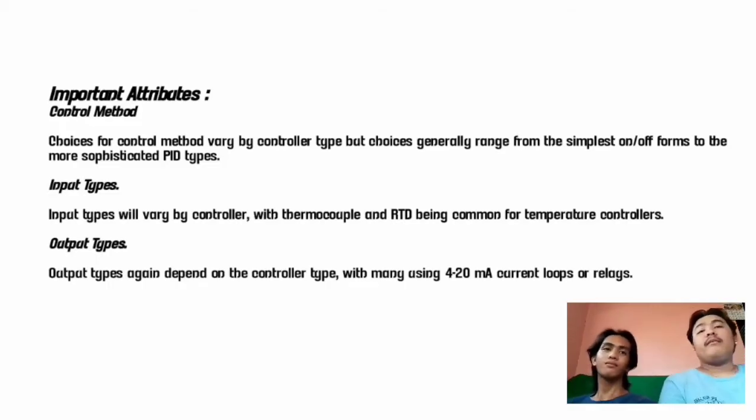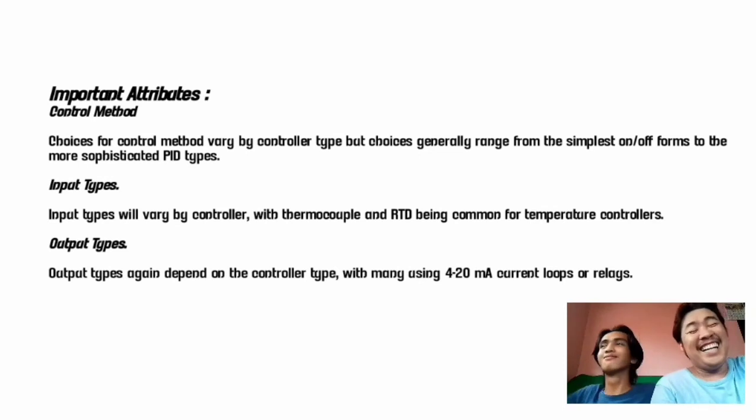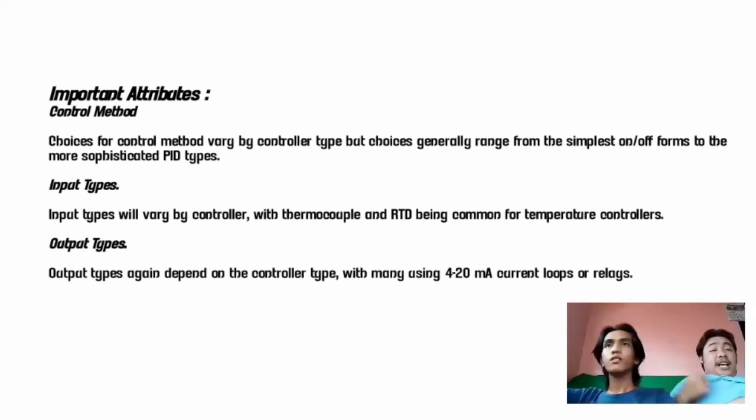Input types will vary by controller, with thermocouple and RTD being common for temperature controllers. Output types. Output types again depend on the controller type, with many using 4 to 20 mA current loops or relays.